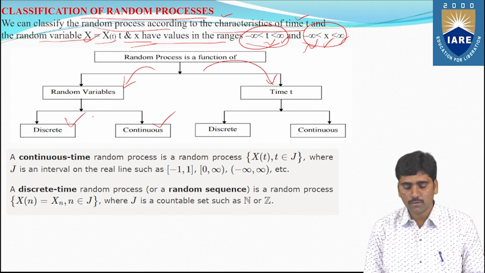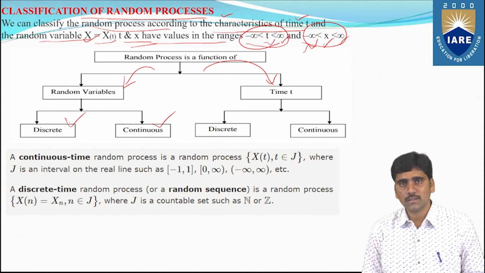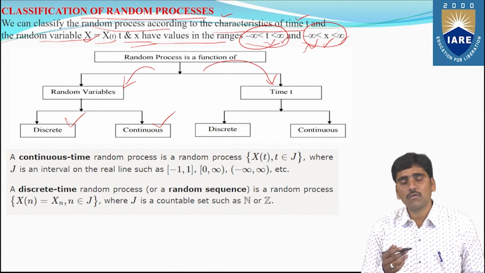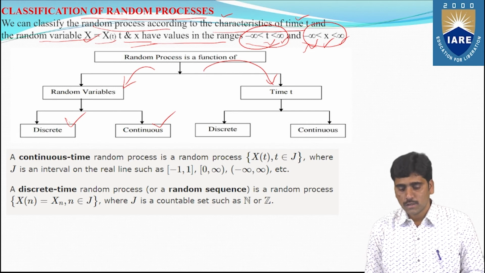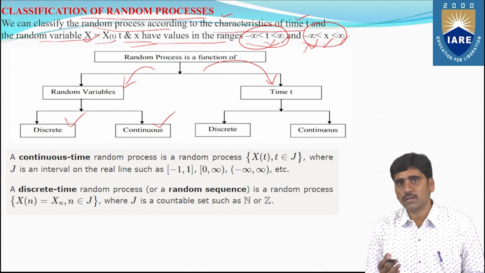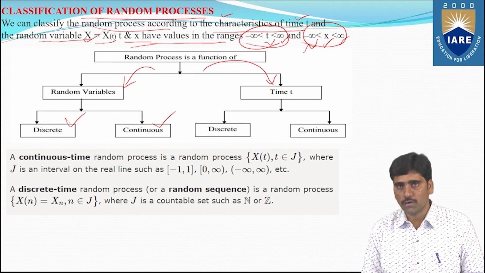So one is discrete random variable and the second one is continuous random variable, right? A discrete random variable is nothing but we can count the number of values. But for a continuous variable, we cannot count the number of values. We can observe the values by measuring them.